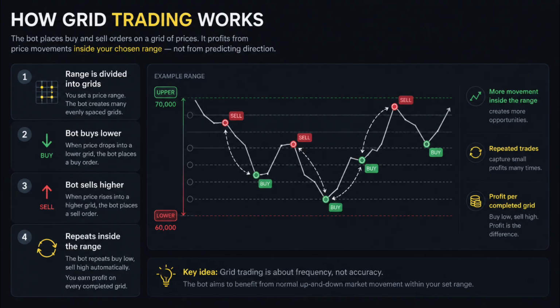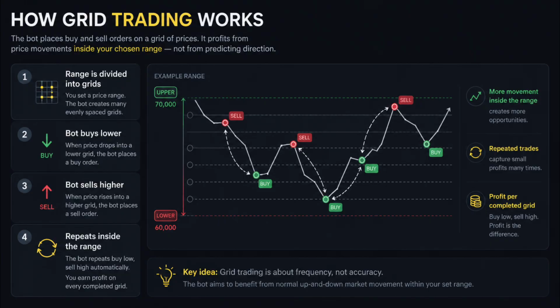When price moves down into one grid, the bot may open a position. When price moves back up into another grid, it may close that position or take profit. So the bot is designed to benefit from repeated movement inside a range, not from one perfect entry. That is why grid bots are usually most useful when the market moves back and forth. They are usually less effective when price strongly trends in one direction and leaves the range.